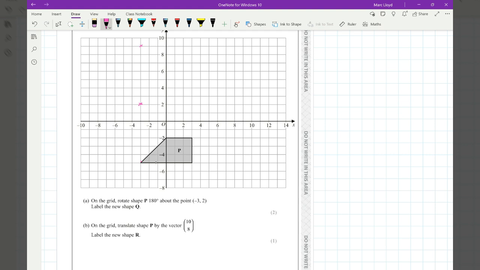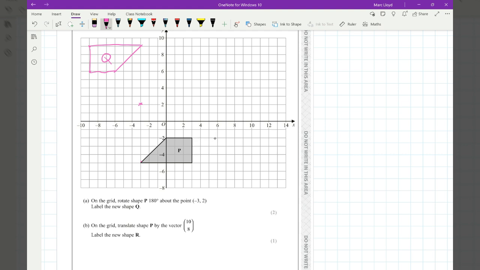And then we go 1, 2, 3, 4, 5, 6. Down 3. And then across 3. And then in 1, 2, 3, 4, and we get to label it Q. There we are. Right, on the grid, translate shape P by the vector 10, 8.